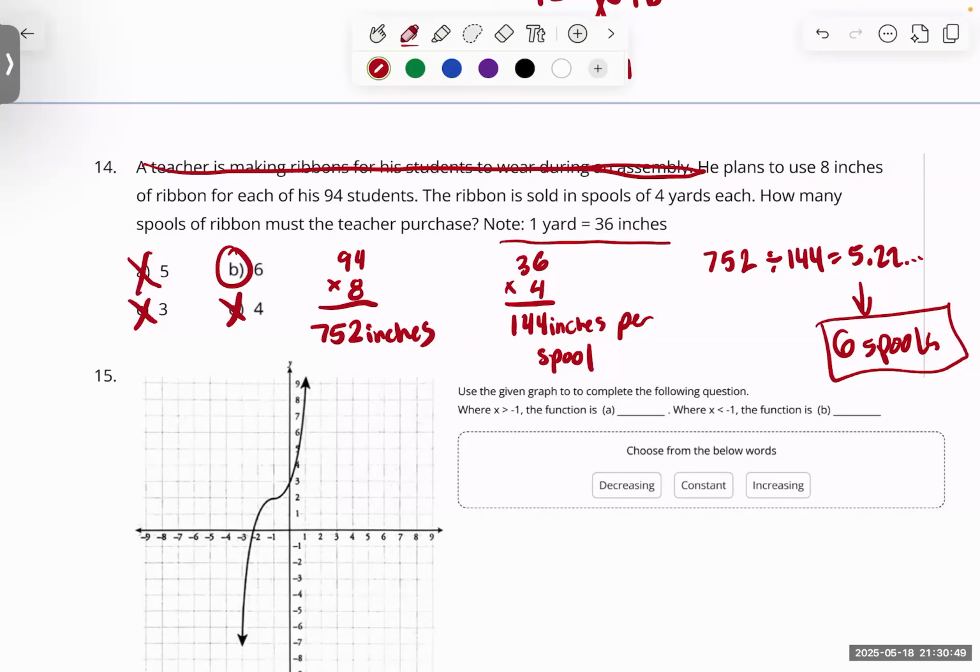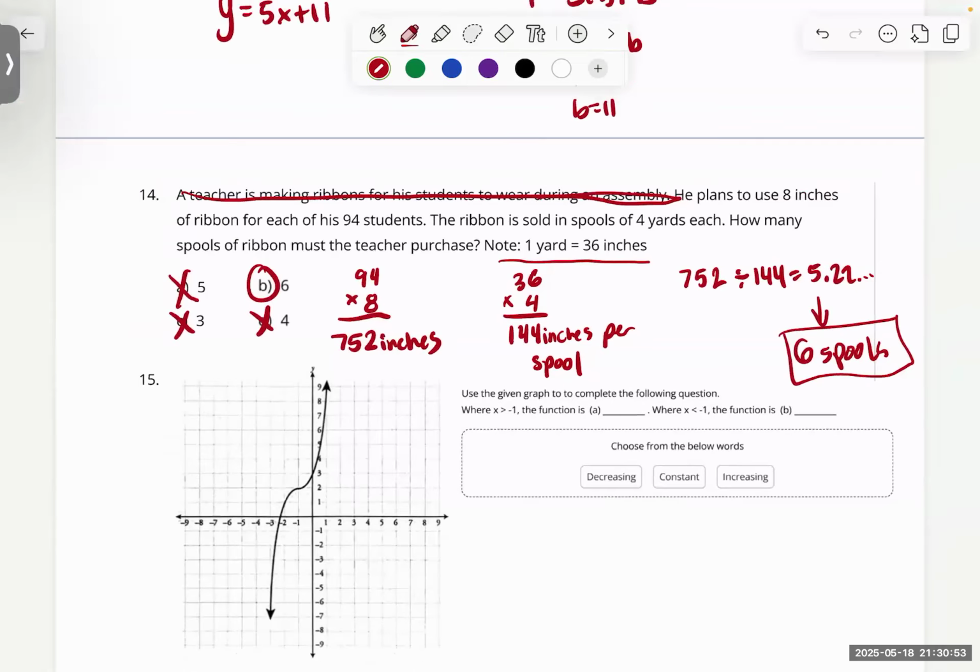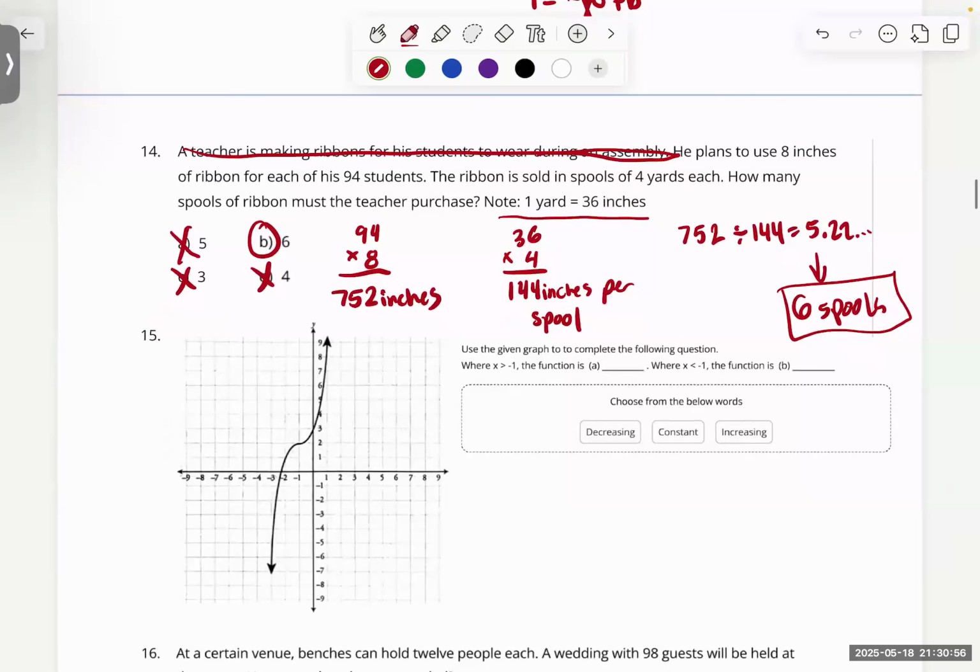Because recall, this is a real life situation. Use your logic of real life situations to figure out what it is I need to do here. Okay.